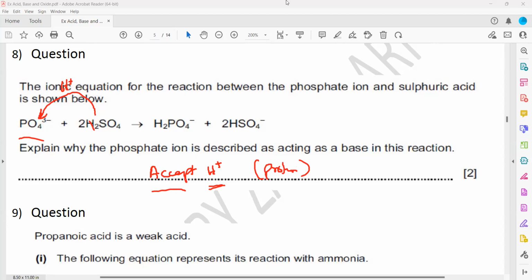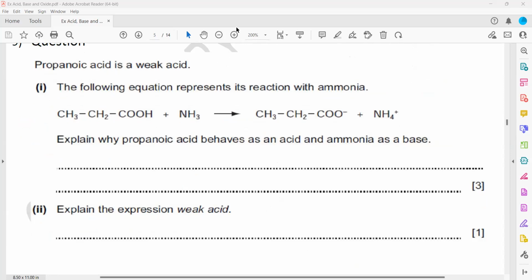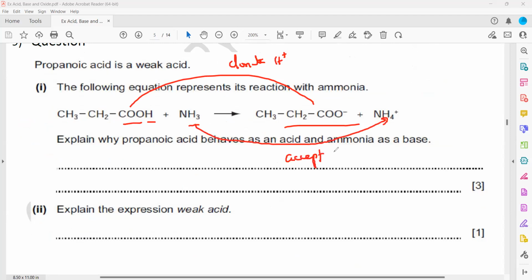In question 9, propanoic acid is a weak acid. The equation represents its reaction with ammonia. So why does propanoic acid behave as an acid and ammonia as a base? As you can see, COOH became COO-. So what happened? It donated a proton. And NH3 became NH4+, so it accepted a proton. So you'll say propanoic acid is donating a proton, whereas ammonia is accepting a proton. Weak means it ionizes partially. If it was ionized completely, then it would be a strong acid or a strong base.